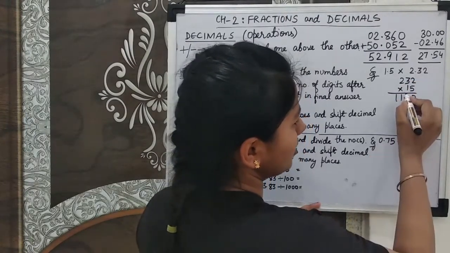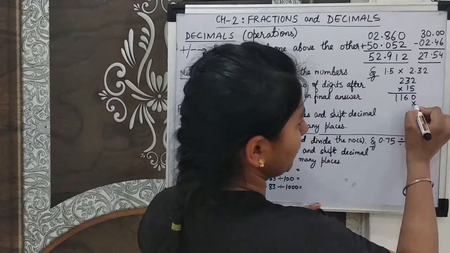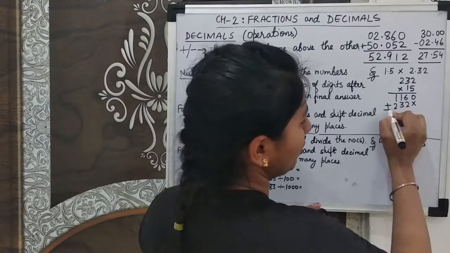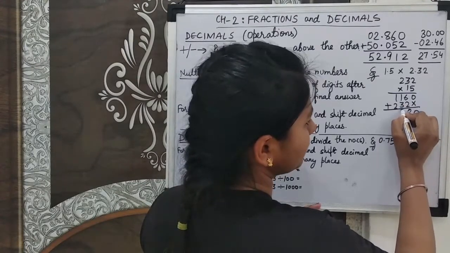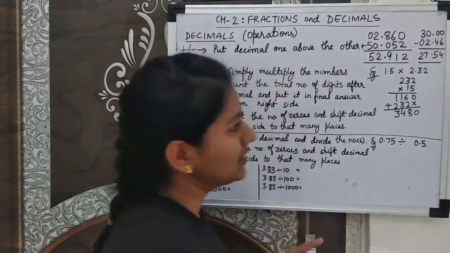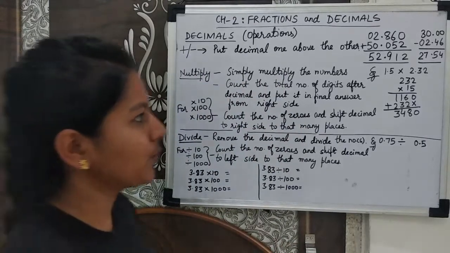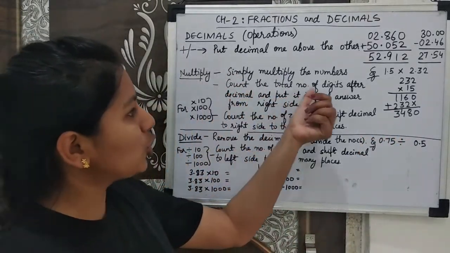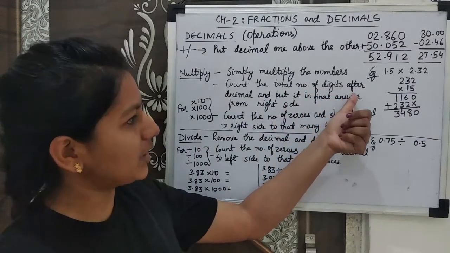This is 1160. Then normal multiplication I am doing. Okay, this is my normal multiplication. Then what is the next step? Count the total number of digits after decimal.